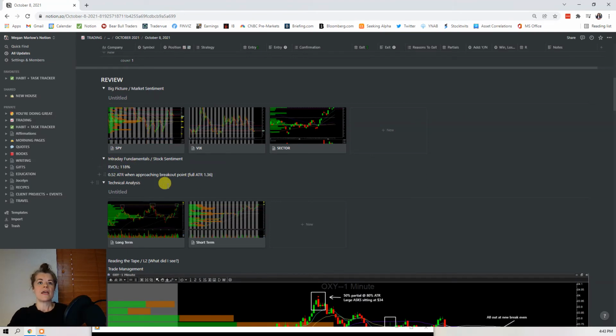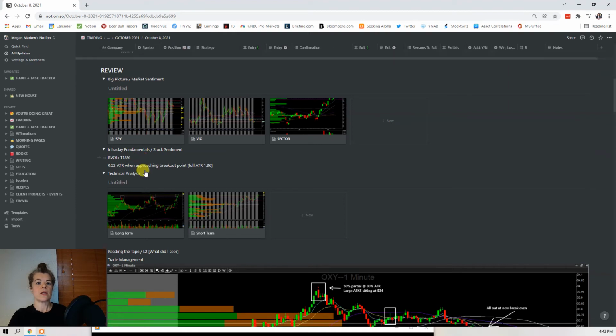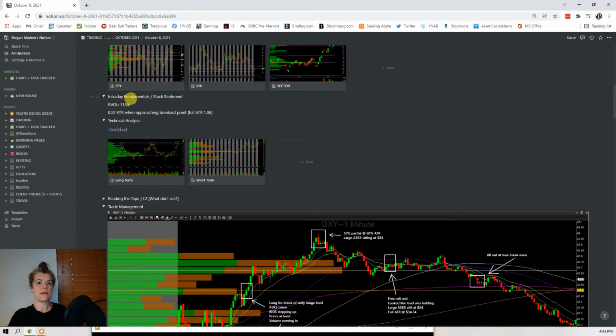And then any intraday fundamentals that you maybe want to point out. A lot of the stuff gets written down up in the watch list portion, but there are some other things. Like RVOL, you don't know that until the stock opens in the morning. So that's something to note, and see what kind of RVOL works for your strategy.